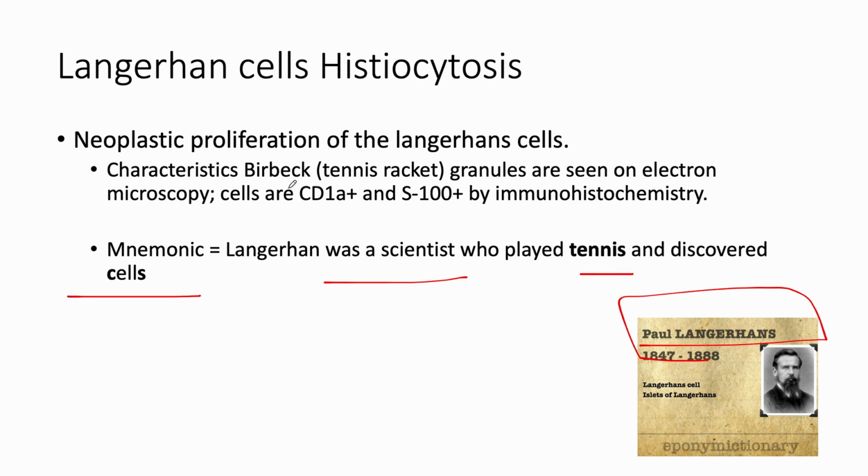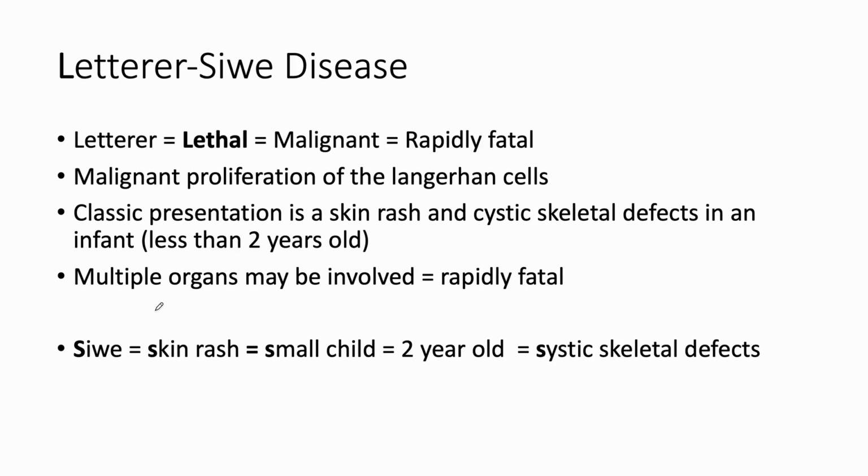So from that, on histology, we'll see tennis rackets or Birbeck granules on electron microscopy, and the cells will have CD1a and S100 on immunohistochemistry. CD1a and S100. So please memorize it. Now, one type of Langerhans histiocytosis is otherwise known as Letterer-Siwe disease.